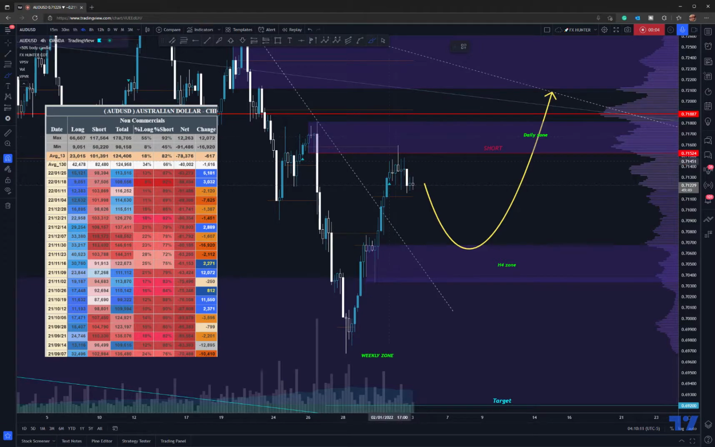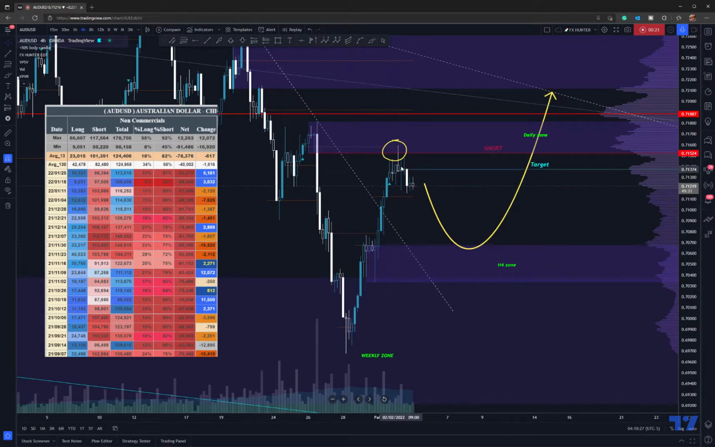In my last analysis, I was predicting the short from this zone, and my target was down below here, right? So I have to change this target because things have changed. That's the market, so we have to, of course, change things.